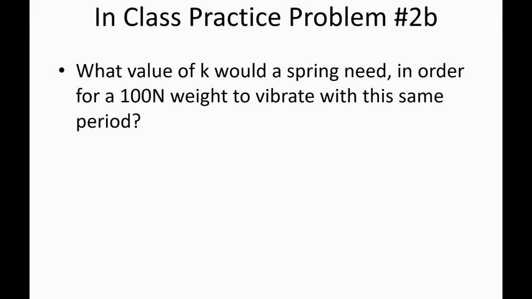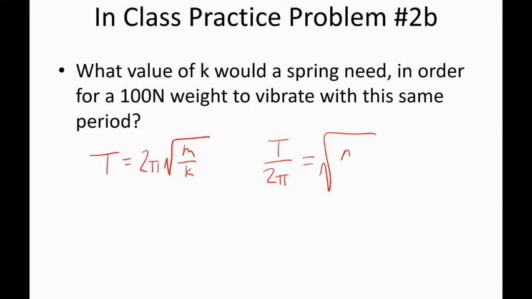What value of K would a spring need in order for a 100 Newton weight to vibrate with the same period? Well, let's think about that. I'm looking for what my K value is. So I know period equals 2 pi times the square root of m over K. Something I like to do is manipulate my equations first. I get T over 2 pi is equal to the square root of m over K. And then I'm going to square both sides.